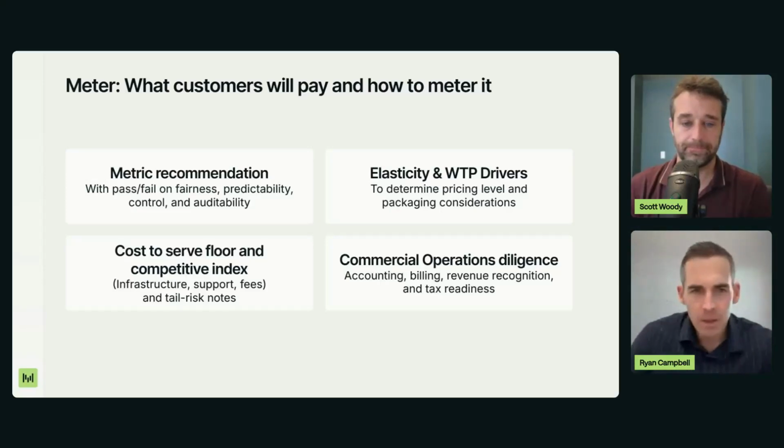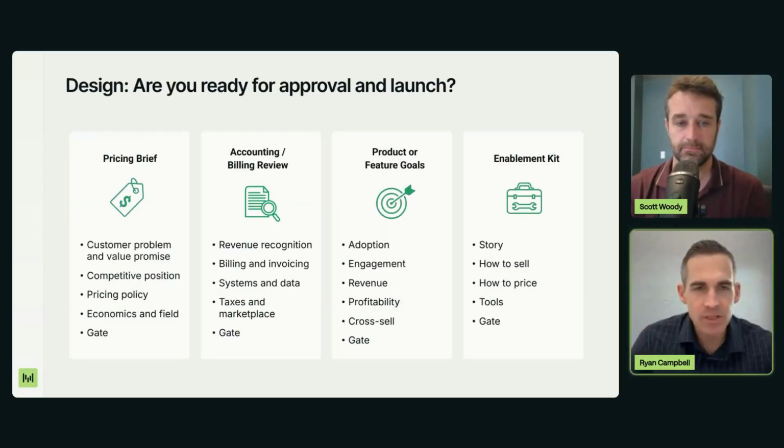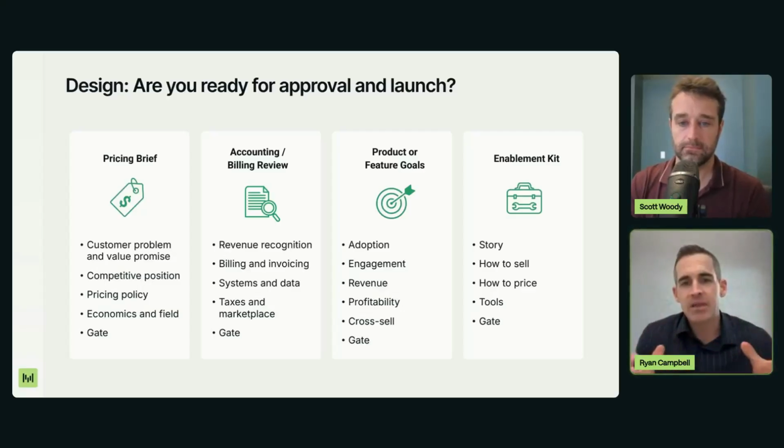Totally. All right, so moving to the next step. This is now more of the design. The reason I bring up the design is I think of this as my checklist to make sure I'm ready to take this to market, and I'm putting together the final pricing proposal.